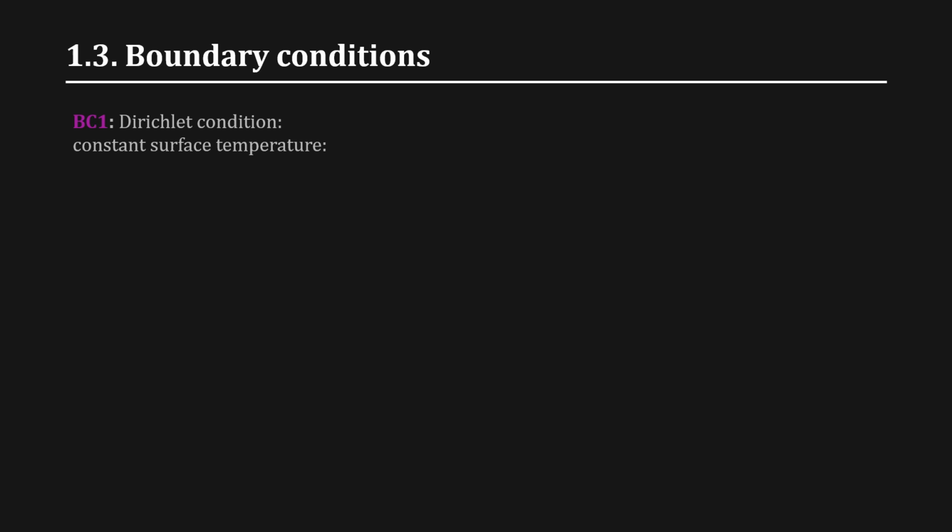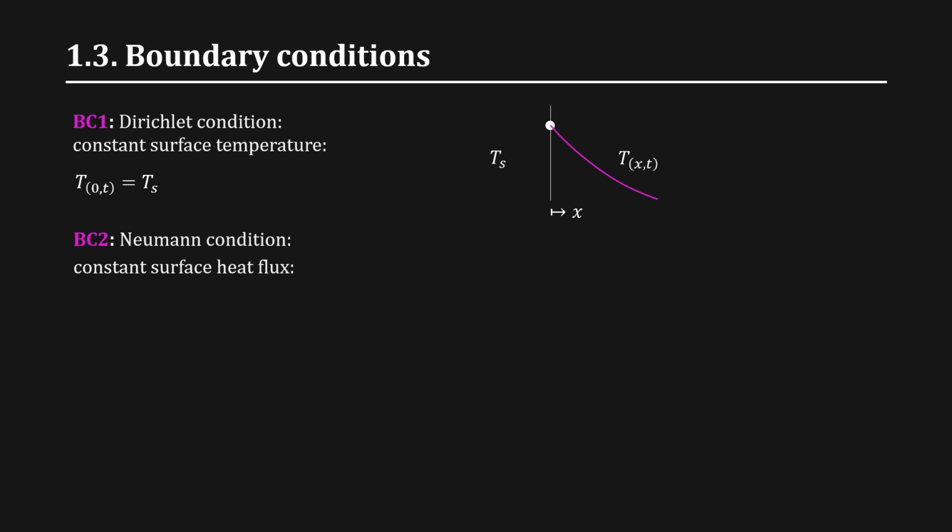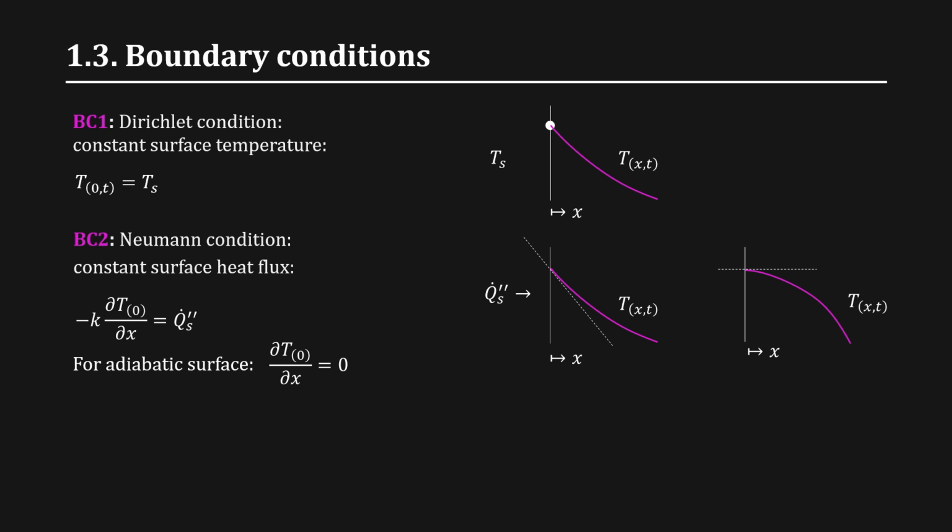Boundary condition of the first kind, or Dirichlet condition. This is when the surface stays at a constant temperature. Boundary condition of the second kind, or Neumann condition. Here, instead of a constant temperature, we have a constant heat flux through the surface. The third kind of boundary condition involves convection heating or cooling at the surface.